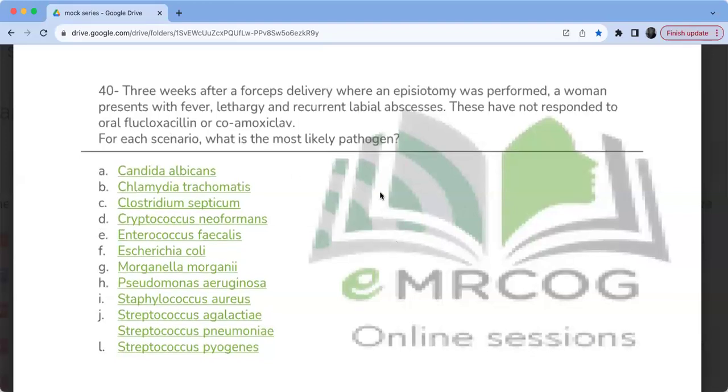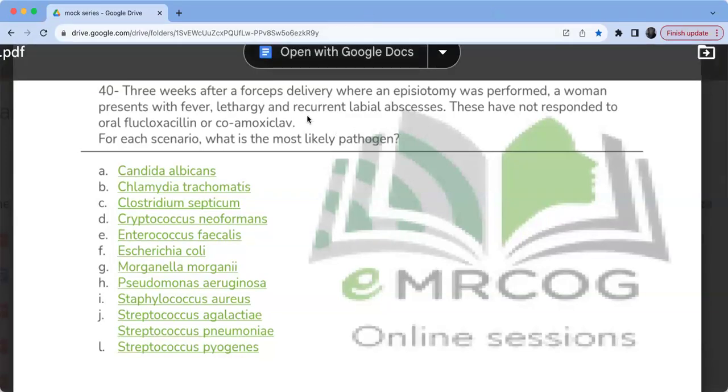Three weeks after forceps delivery, where an episiotomy was performed, a woman presents with fever, lethargy, and recurrent labial abscesses. Take care here, because this is the key word to answer. The woman developed small abscesses in the labia. It's recurrent. These have not responded to oral flucloxacillin or coamoxiclav, so it means that we have a resistant strain of the bacteria. So what is the most likely pathogen?